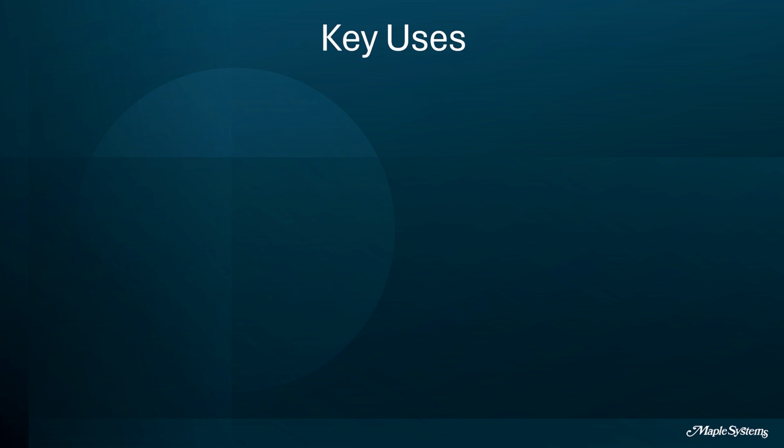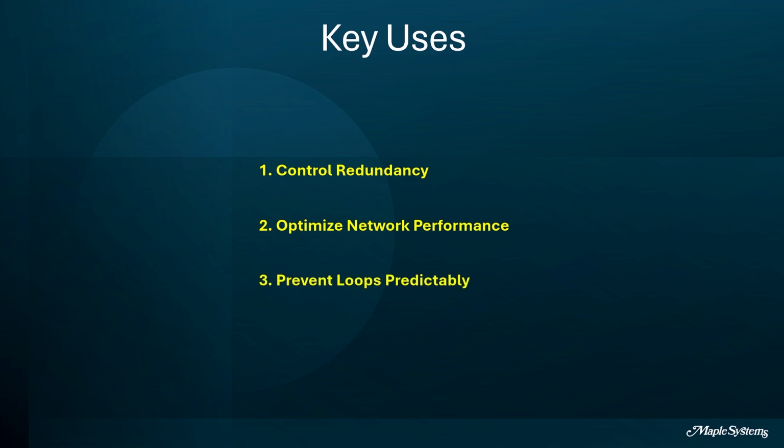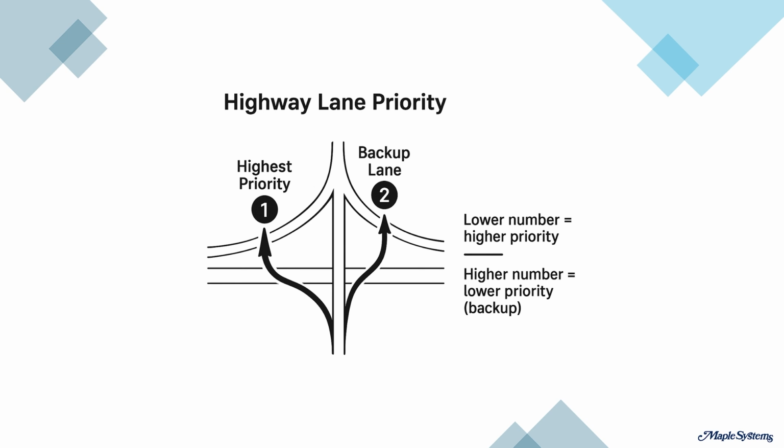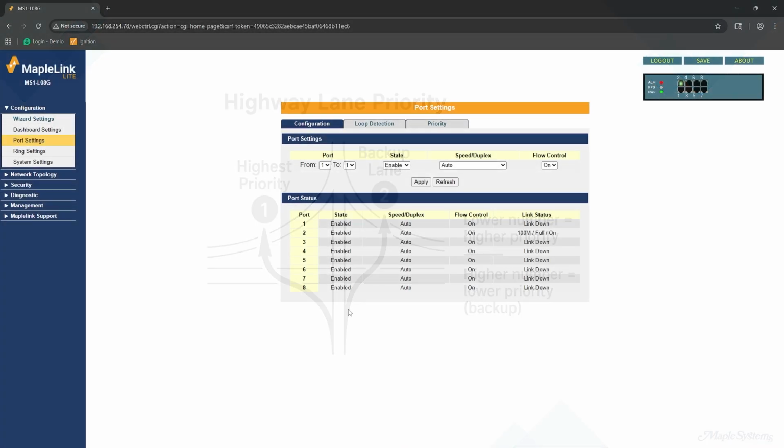So the key uses for port priority: you can control redundancy, so you can decide which links should handle traffic in a failover scenario. You can optimize your network performance, so it ensures the fastest or most reliable path, and you can prevent loops predictably. So this gives admins deterministic control over STP decisions instead of leaving it to a default calculation. So you want to think of it like lane priority at a highway interchange. The lower numbered lane, which is the lower priority value, gets to handle traffic first, while others act as backup.